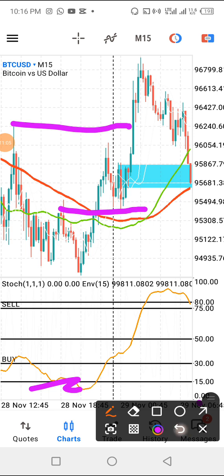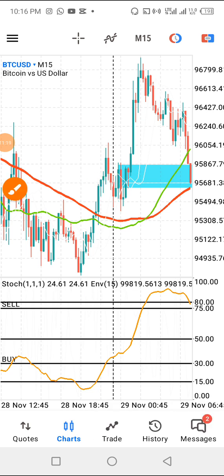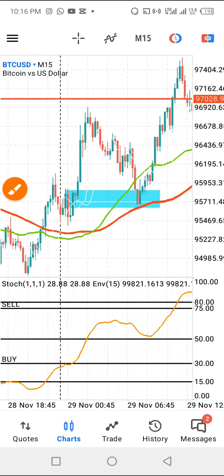Let me show you what you'll have done. Since this one was the one that led to the break of the major move, which is this one, just underline it. All this is simple. Just take your time to practice it the way I'm telling you now. Watch this video and then whenever you open your chart, just check what I told you now.